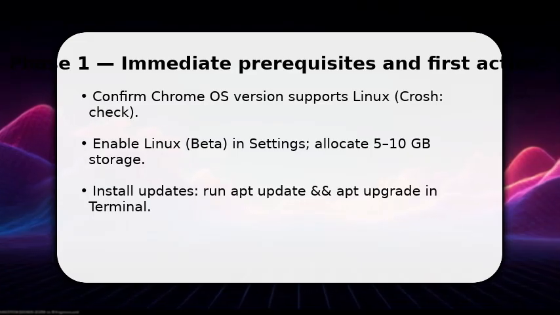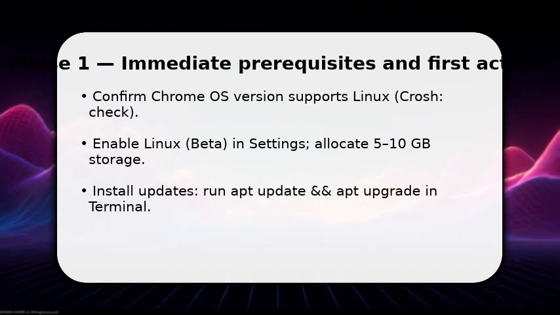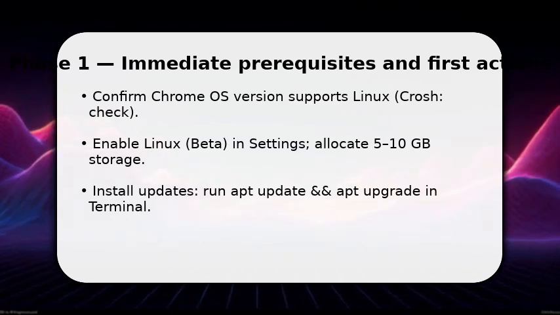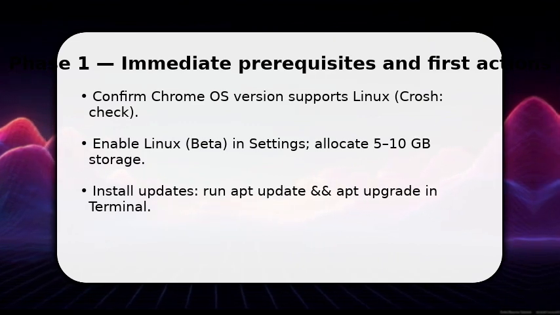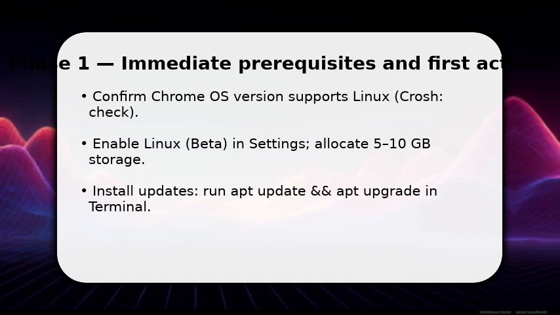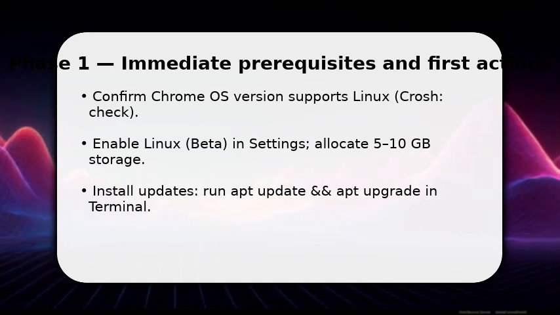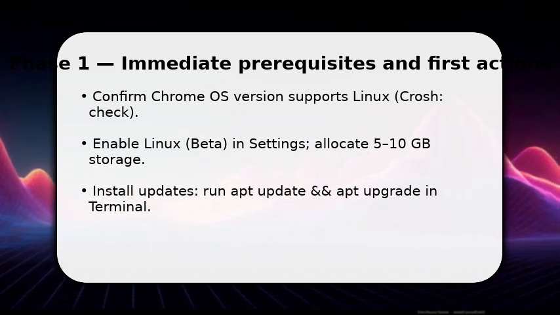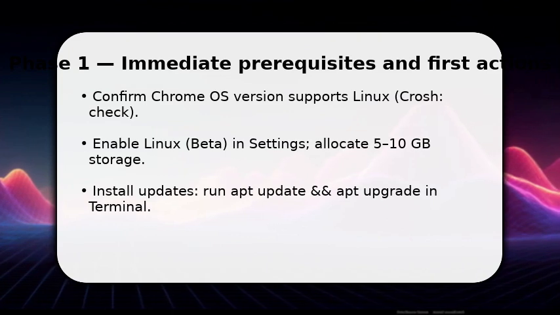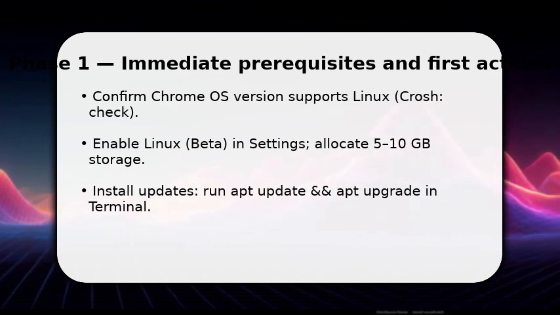You start by enabling Linux on your Chromebook because Roblox needs a Linux environment when Play Store isn't available. Open Settings, turn on Linux Beta, and assign around 5 to 10 GB so installations don't fail. Once Linux is enabled, open the terminal and run apt update then apt upgrade to bring packages current. This prevents missing dependencies later.